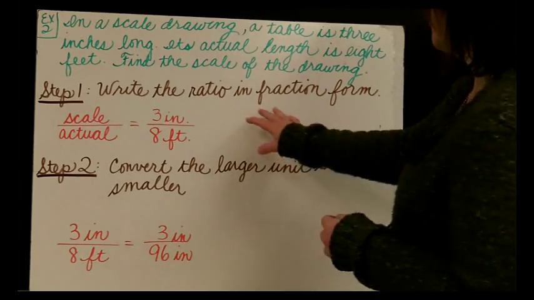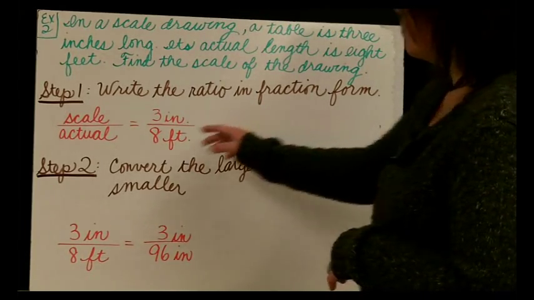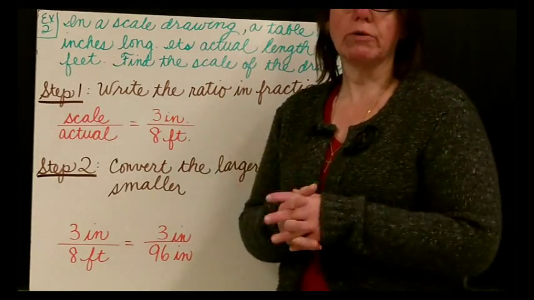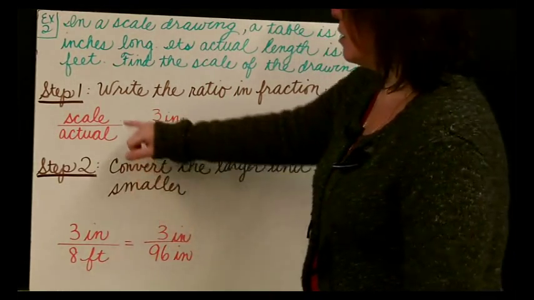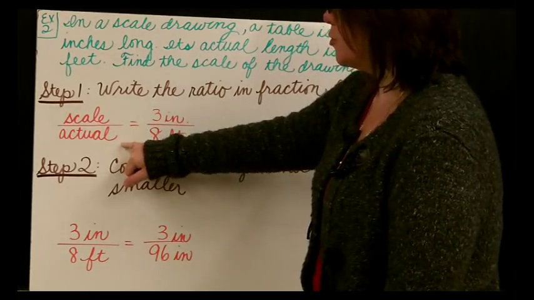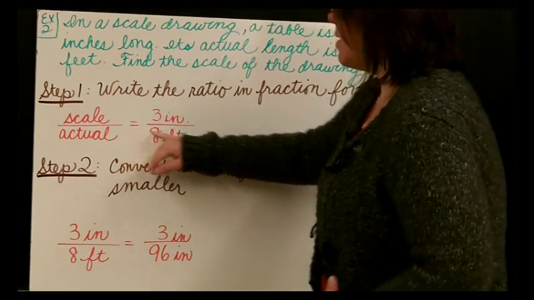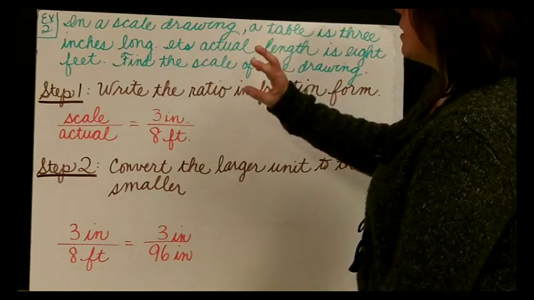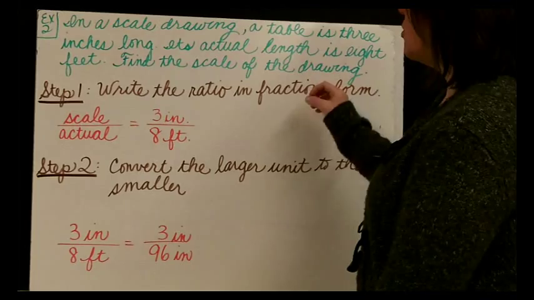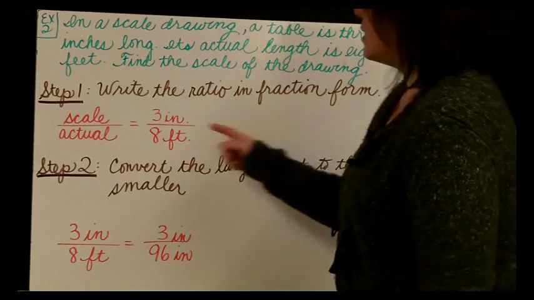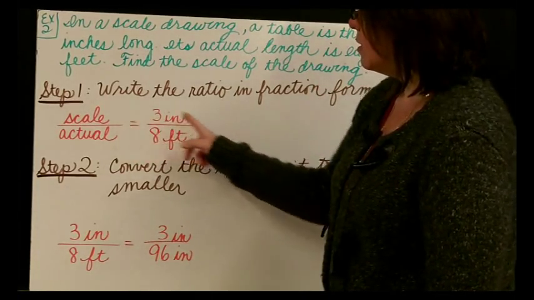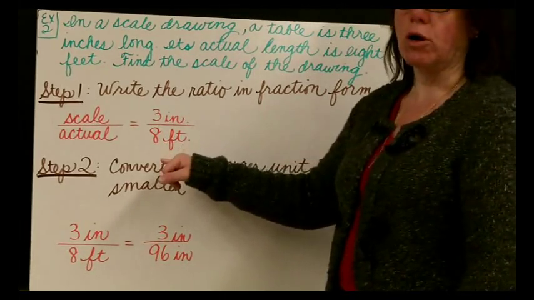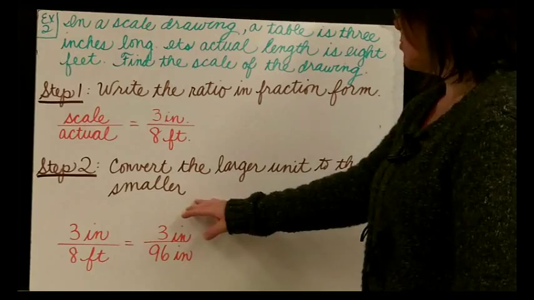Our first step here is to write the ratio in fraction form. Notice I started off with our formula of sorts for writing scale, which is the scale measurement over the actual. And I make that equal to what I do is I make that a fraction with the information that we're given. We're told that the scale drawing is 3 inches long and the actual table is 8 feet long. Let's move to step 2.